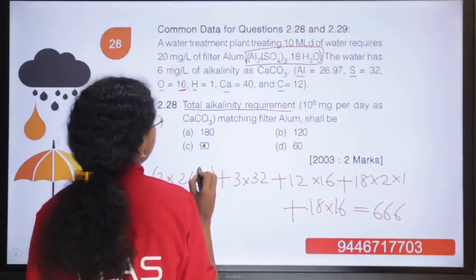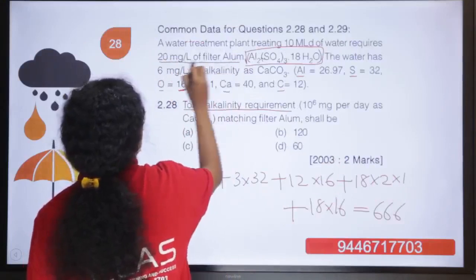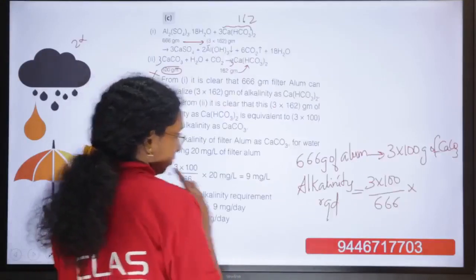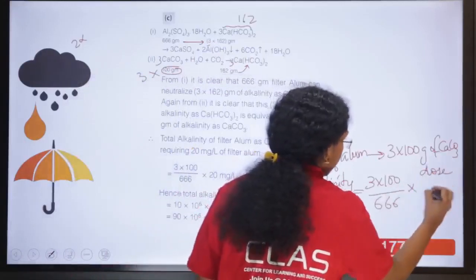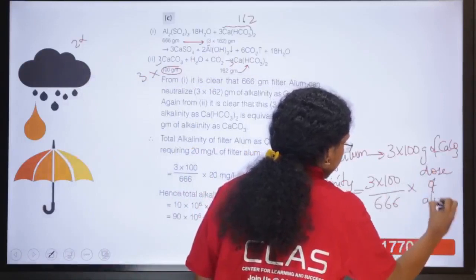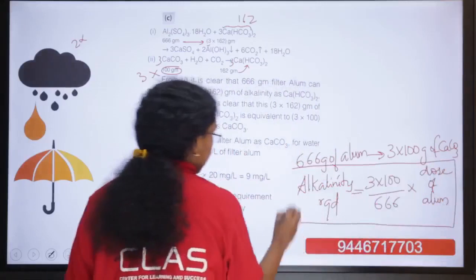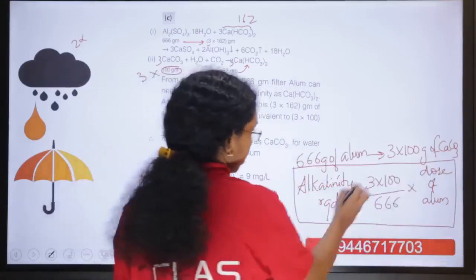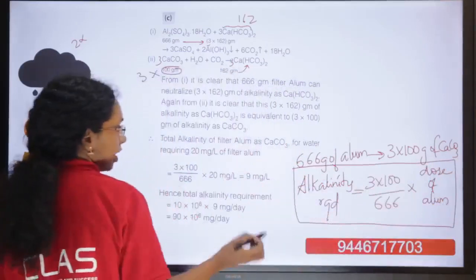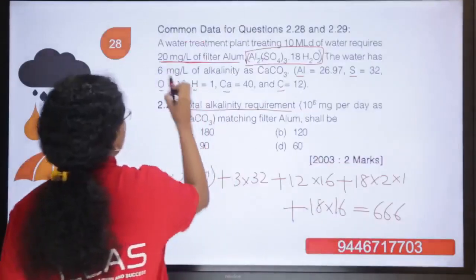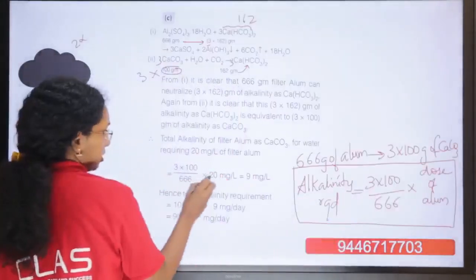Here in the question, 20 milligram per liter is the dosage of alum that we are giving. So alkalinity required is equal to, this is an important conversion, alkalinity required is equal to 3 into 100 by 666 into the dosage of alum. So substituting the dosage of alum, which is given in the question as 20 milligram per liter, we get 3 into 100 by 666 into 20.